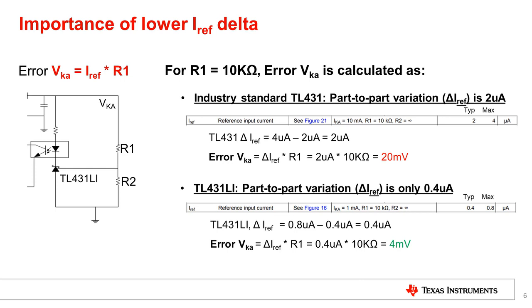Additionally, a delta in IREF can cause additional error to the output voltage. Note that the delta between the typical and maximum value of IREF represents part-to-part variations across manufacturing. Since the error in VKA is related to IREF, as highlighted by the equation, a smaller delta in IREF can yield better performance. Comparing TL431Li to the industry standard TL431, the IREF delta is 0.4 microamps compared to the industry standard at 2 microamps. Calculating the error, the TL431 would result in a 20 millivolt spread, while the TL431Li would result in only 4 millivolts, which is a 5 times improvement.